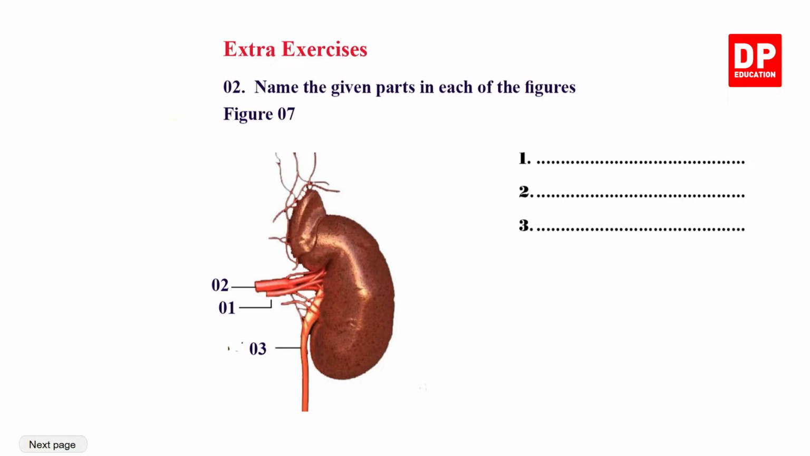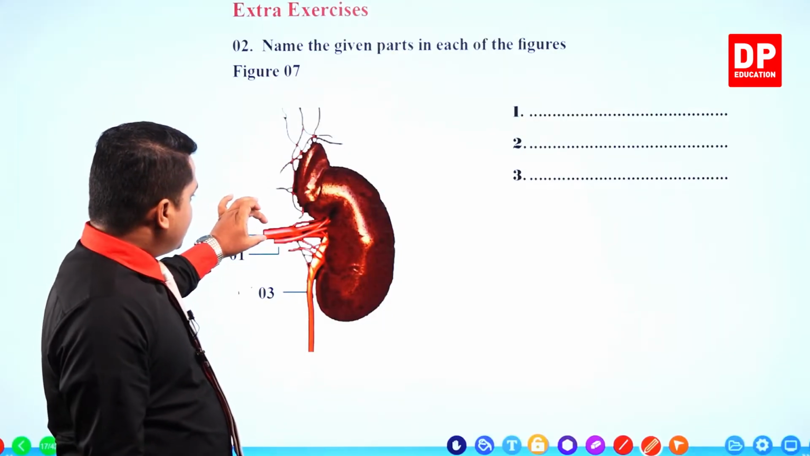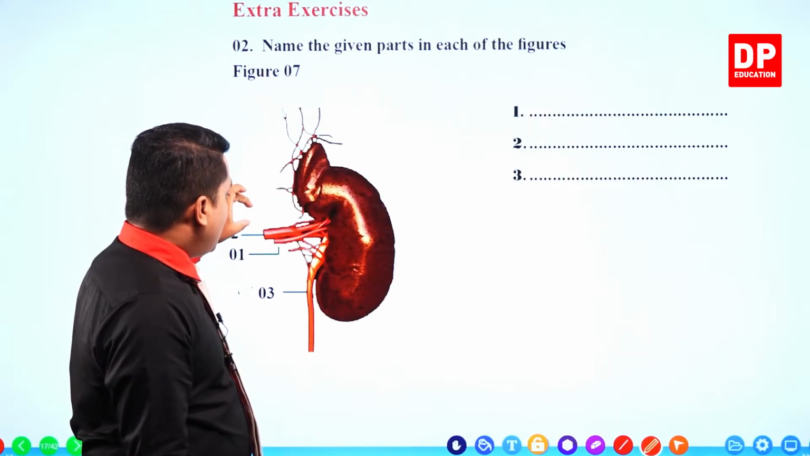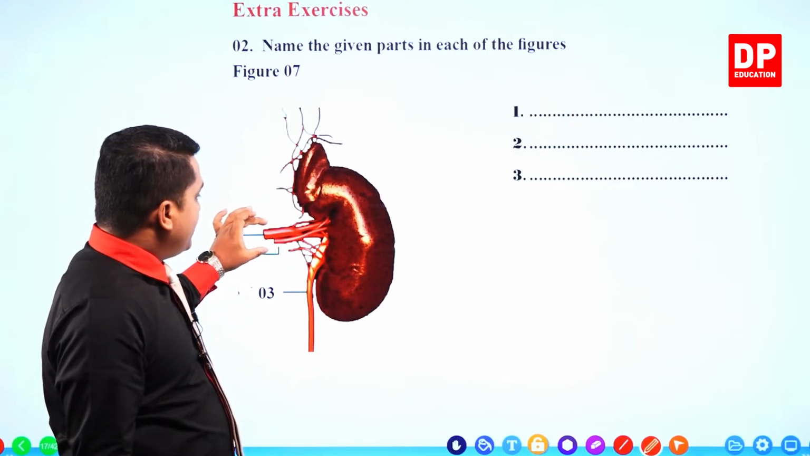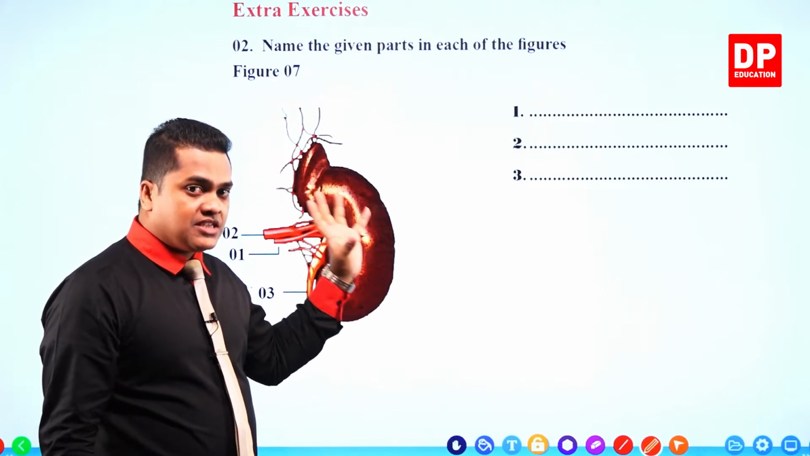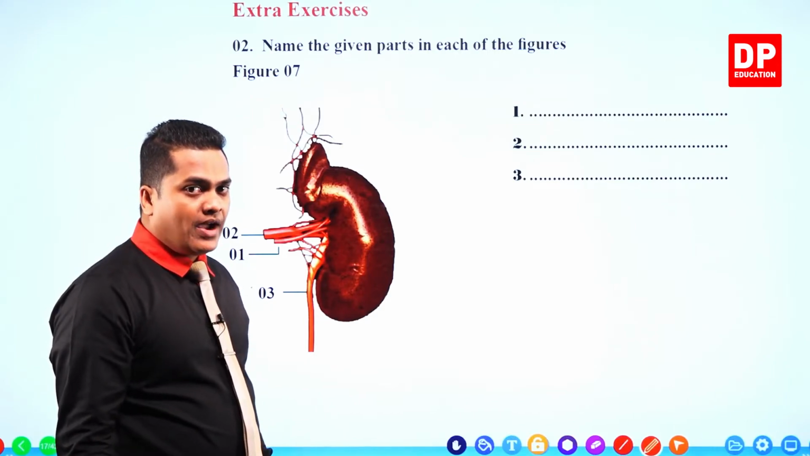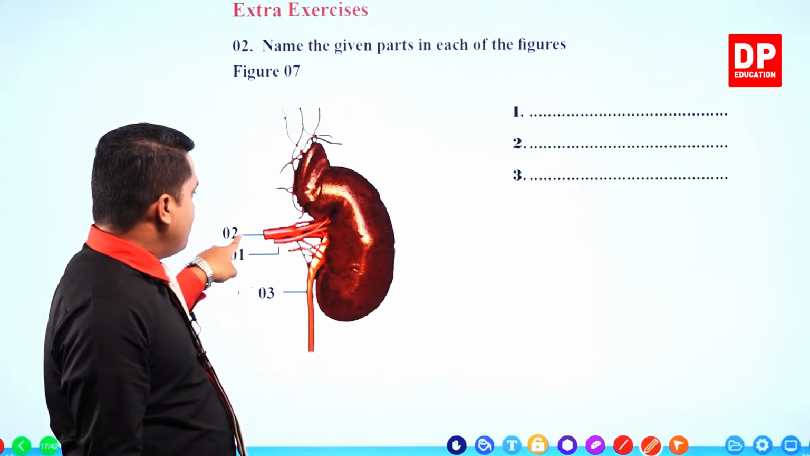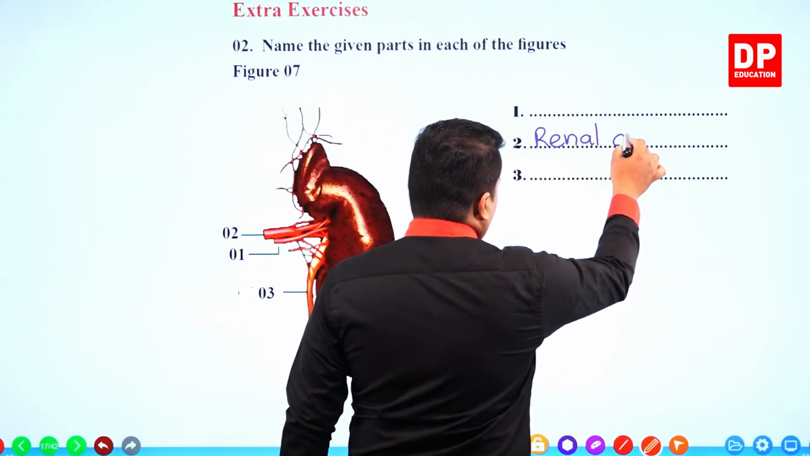So here, this is the figure of a kidney. The largest one is the one which is going to transport blood towards the kidney. Right, it is the one which is going to provide blood towards the kidney. So number 2 is that one, not number 1. Number 2 then reflects the renal artery.